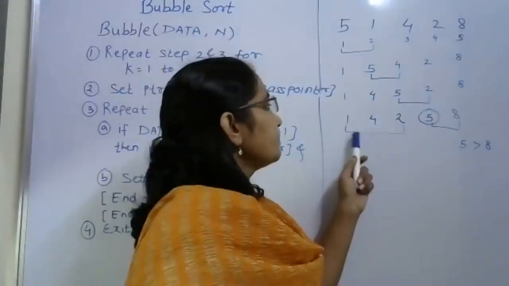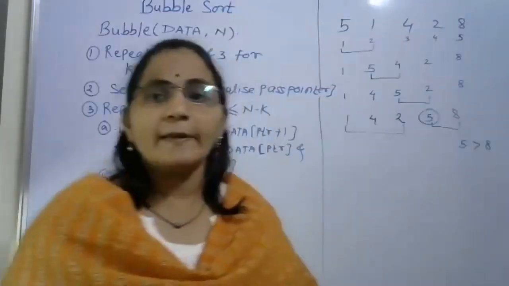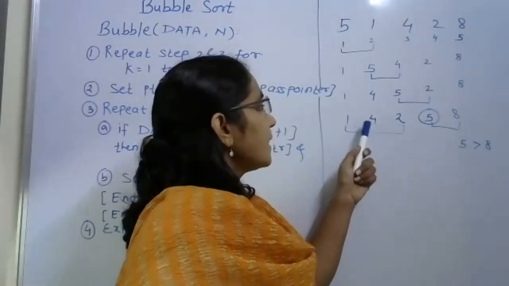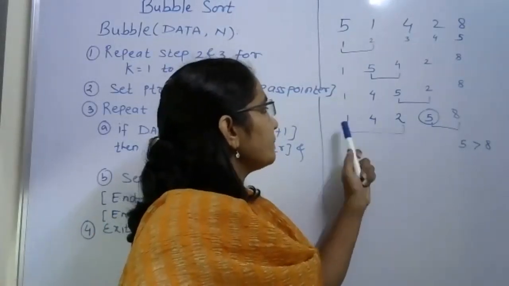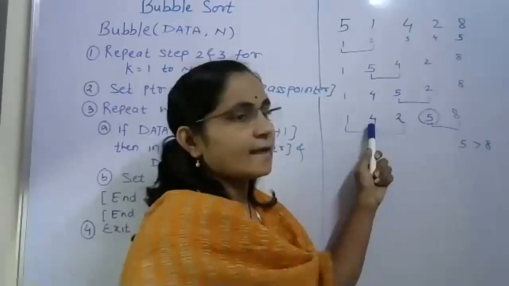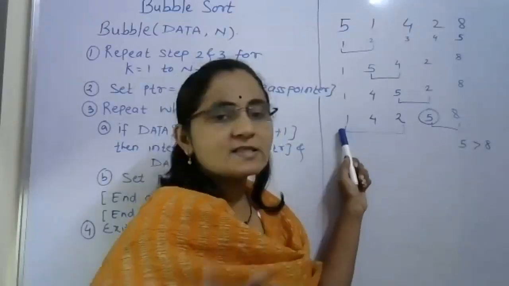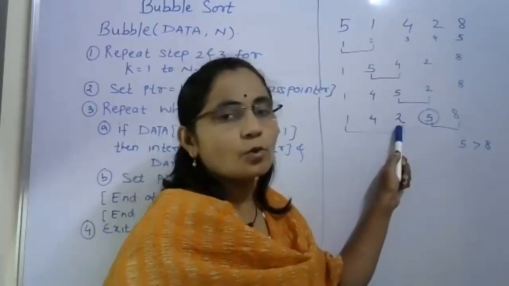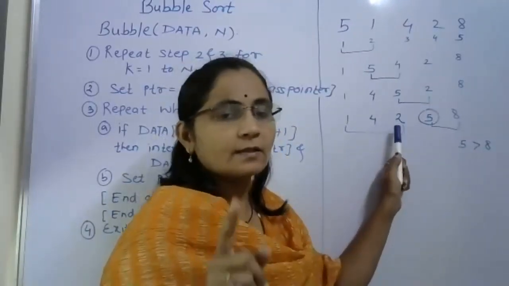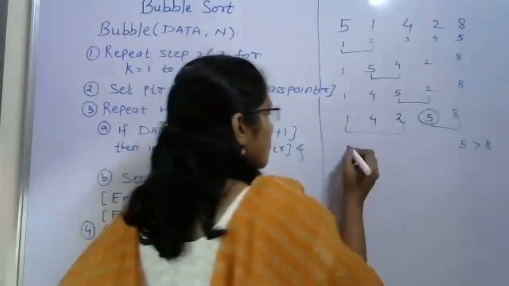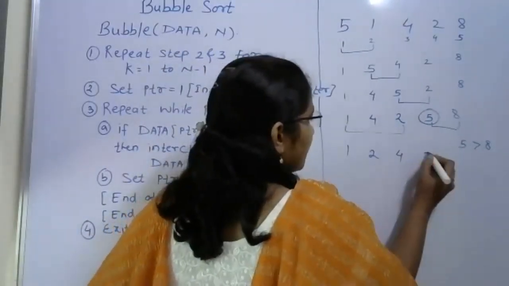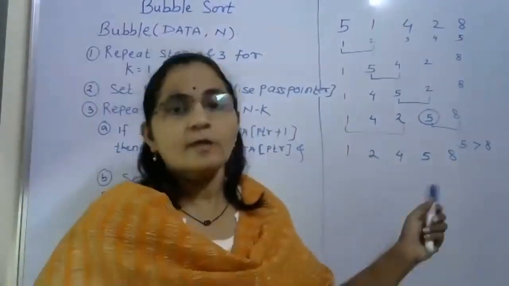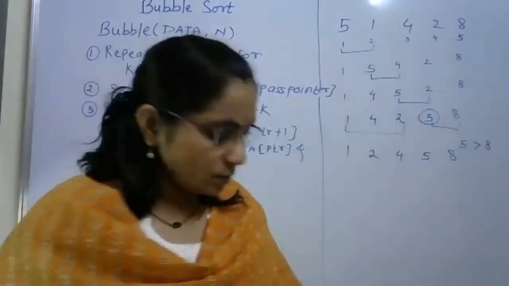So once again, the second pass will be applied here. At the second pass, the first element is 4. The first element is compared with the second element. The first element is not greater than the second, that's why there is no swapping. Then 4 is compared with 2. Yes, the 4 is greater than the 2, therefore there is a swapping. So 1, 2, 4, then 5 and 8 as it is, and hence this is the final output. So this way the bubble sort works.